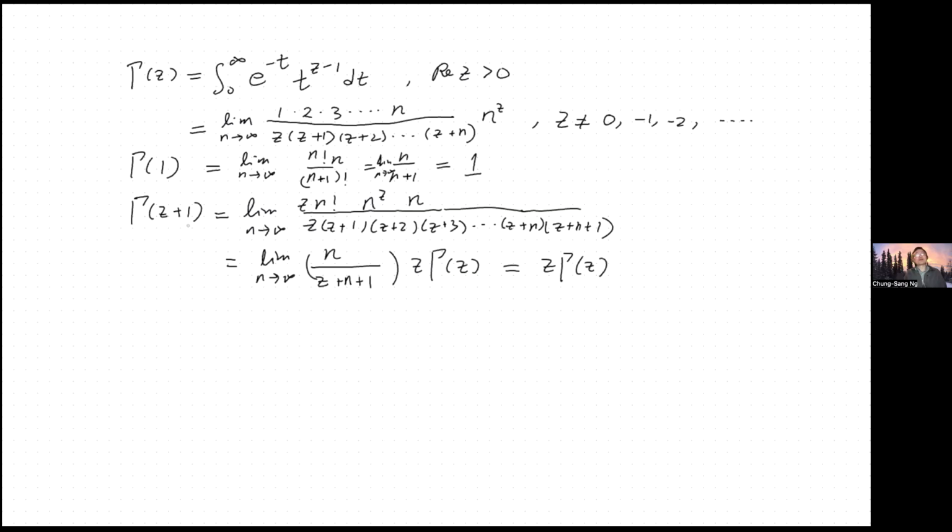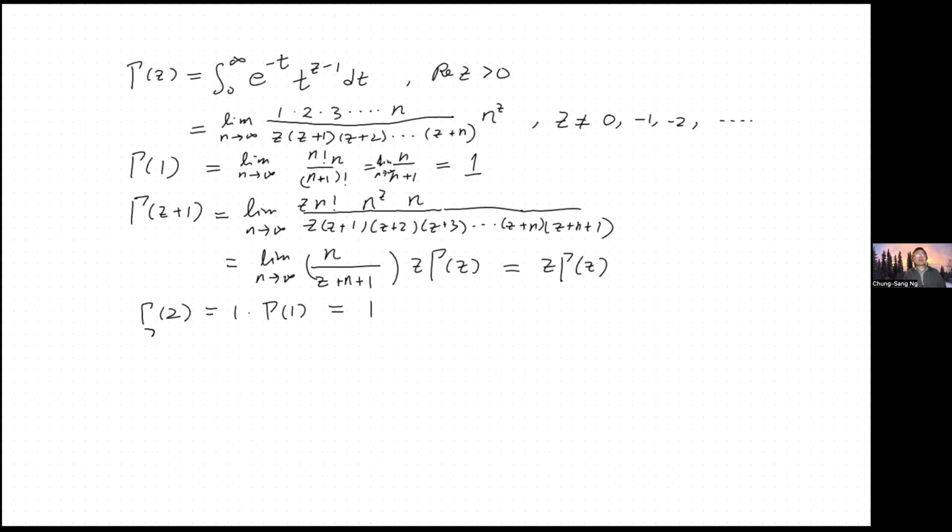You can keep doing that. Okay, so that is a very useful and very commonly used formula for the gamma function. Once you have that, you combine this with that, obviously. So gamma 1 is 1. Using this formula, gamma 2 is 1 times gamma 1, which is just 1. So gamma 2 is also 1.